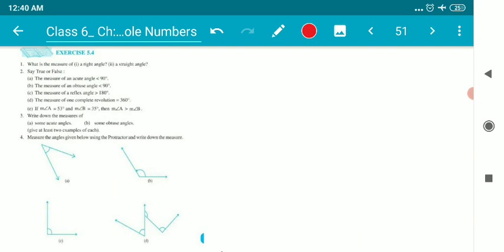So, children, here in this video, we are going to have a discussion on some very important questions, that is question number 3 and 4 of exercise 5.4. So let us have a look at the question number 3, which is about writing down the measure of some acute angles.